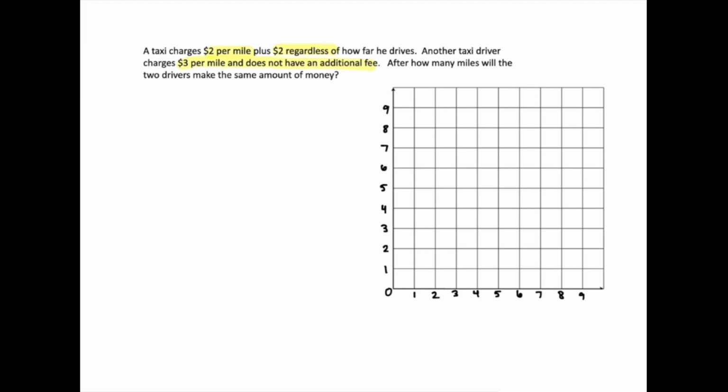The first thing we need to do is write an equation for how much money each taxi driver will make. Let's call the first one taxi driver A. We can make the total amount of money made y. Taxi driver A will make $2 per mile. We can write that as 2x. And then an additional $2 regardless of how far he drives, so we can add 2.